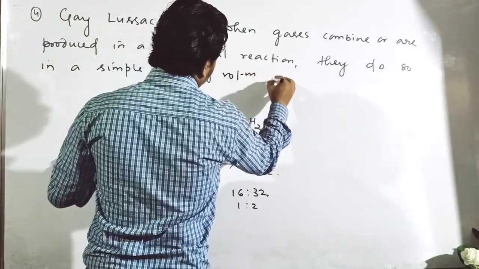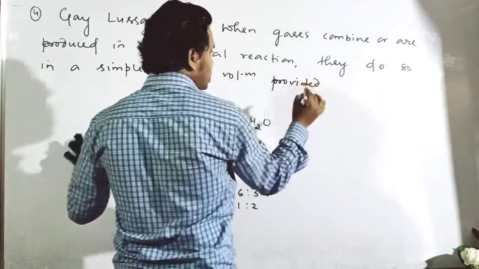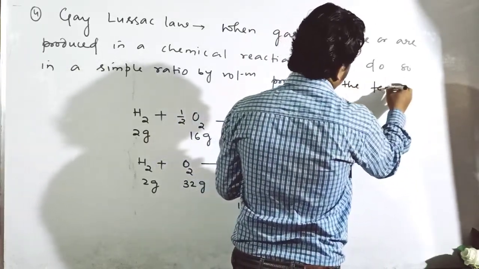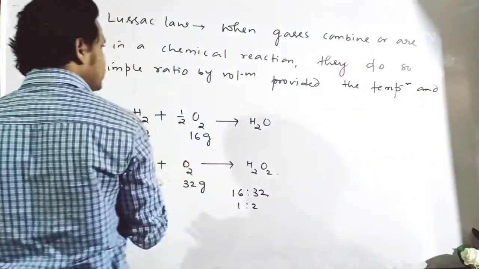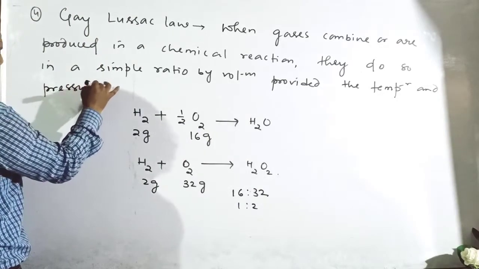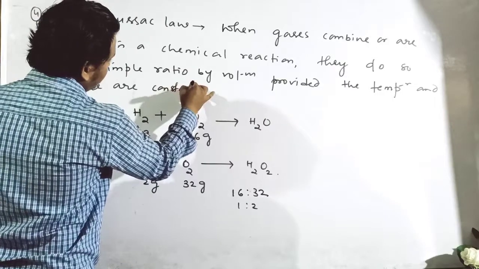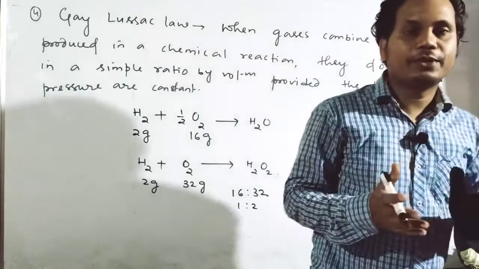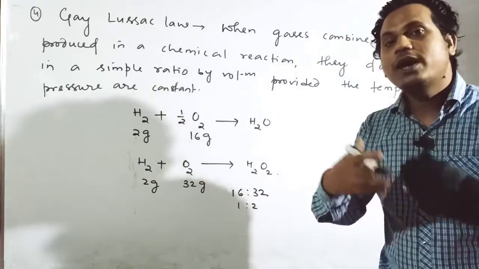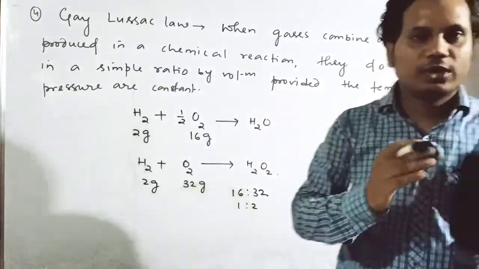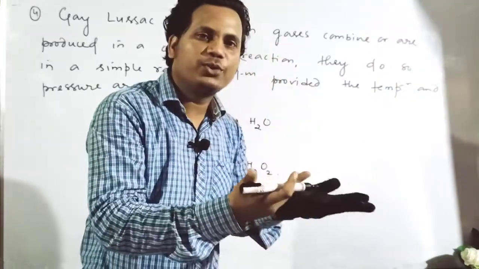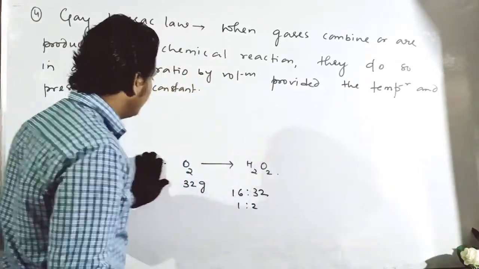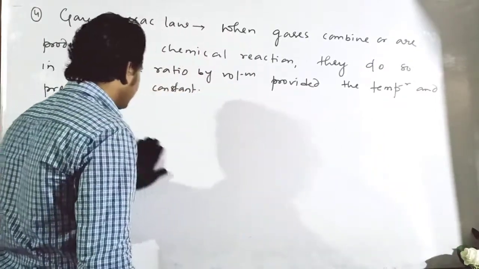In a simple ratio by volume, provided the temperature and the pressure are constant. So at constant temperature and pressure, when gases combine or are produced in a chemical reaction, they do so in a ratio of volume. Okay, let us check what is given.